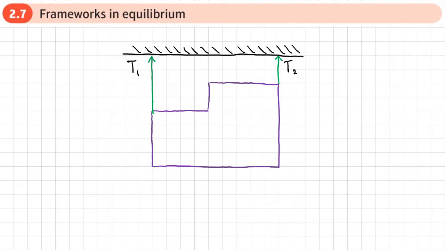Well, we may well know, or we can work out the total weight of the framework, so we can resolve vertically and say that T1 plus T2 equals the weight of the framework. Also, if we work out where the center of mass of the framework is, so I'll just put that here and we'll call that G, then what we can do is take moments at a point either where T1 is or T2 is, and take moments from those points along with this center of mass and use that to write a moments equation, so we can then have a second equation in which we can then work out T1 and T2.